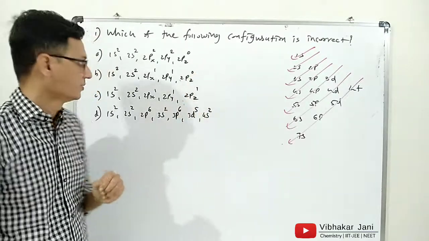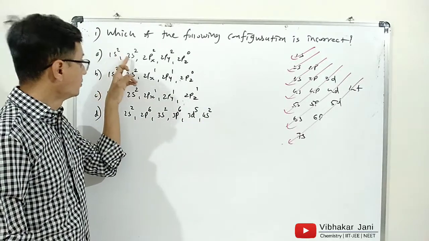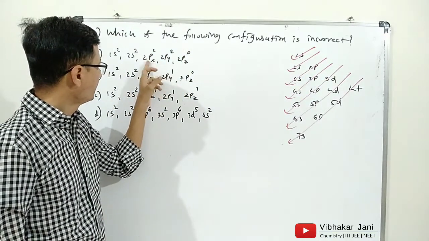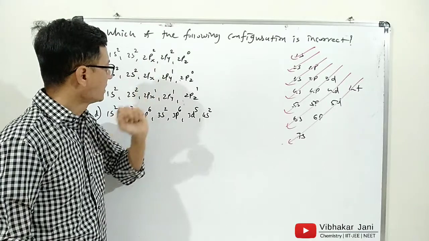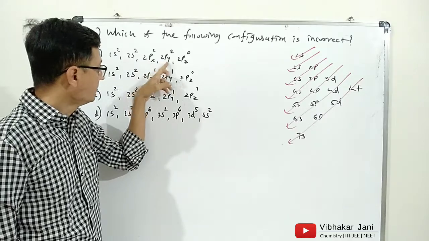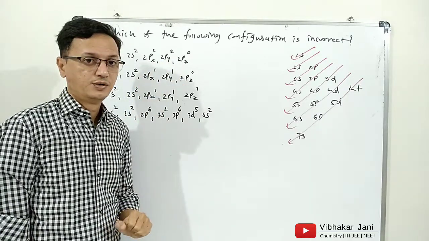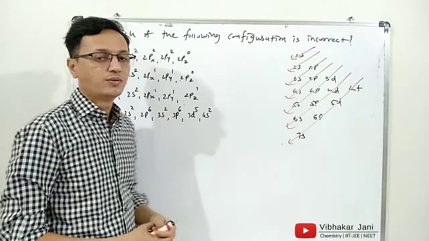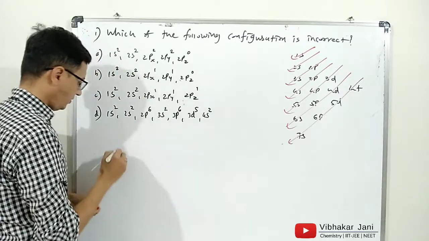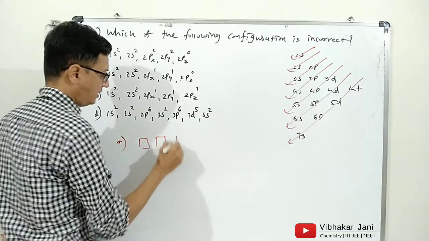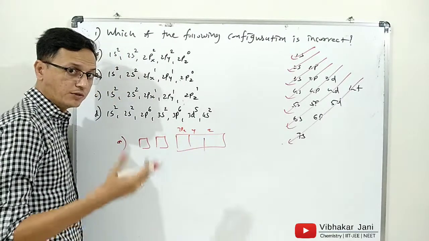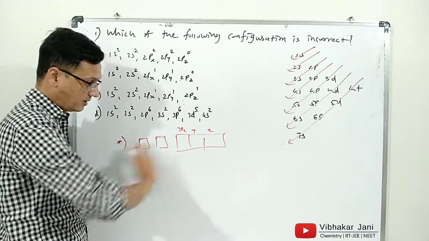Now if we want to find the correct and incorrect one, we can use this chart. Here it says 1s2, 2s2, 2p6. Here 2p4 is given as 2px2, 2py2 and 2pz0. The three compartments of the p orbitals are given, so we have to write the box electronic configuration suggested by Hund: 1s, 2s, 2px, 2py, 2pz.